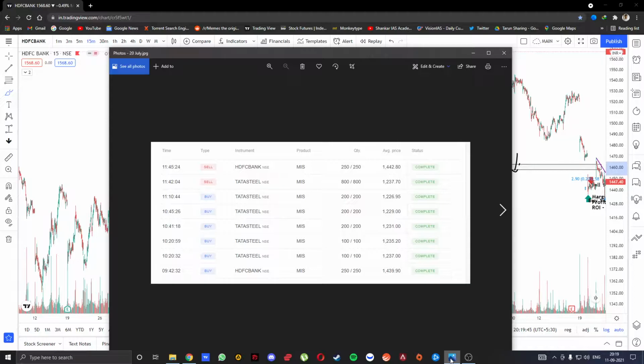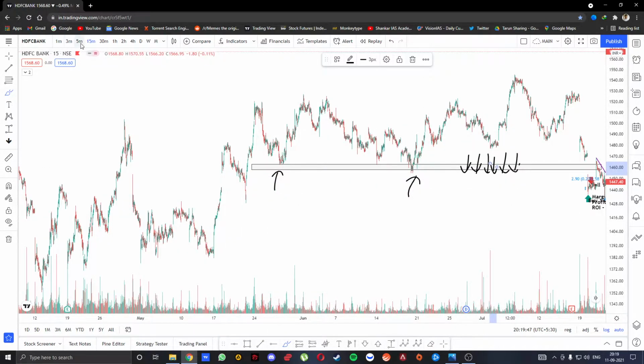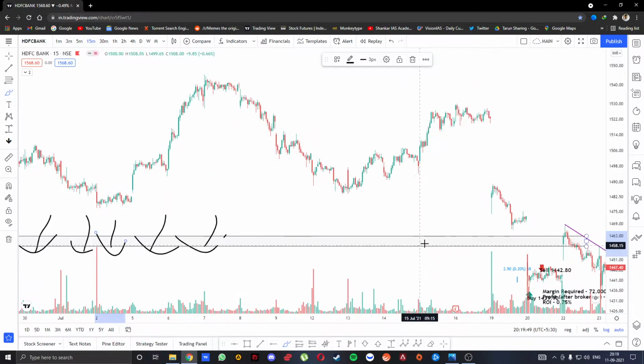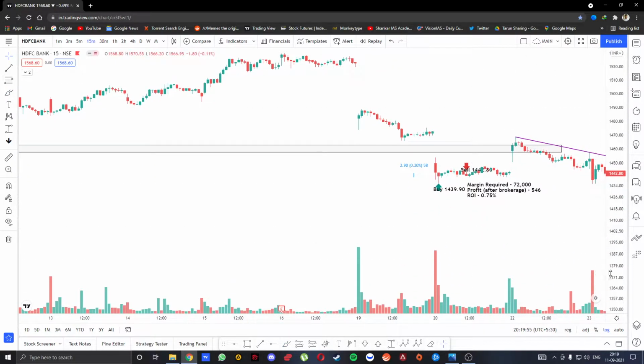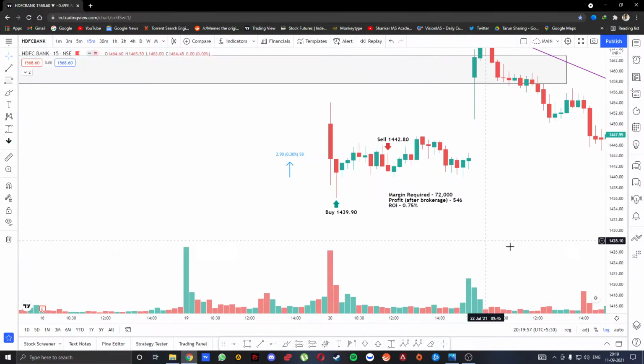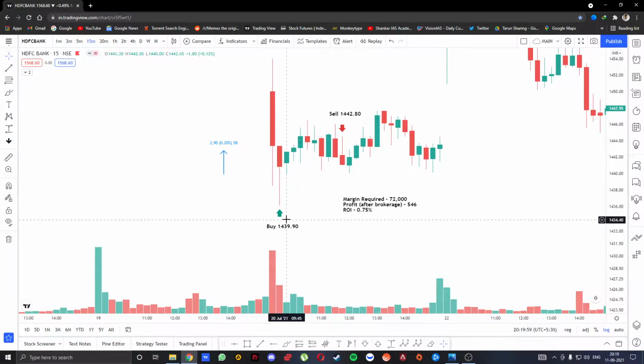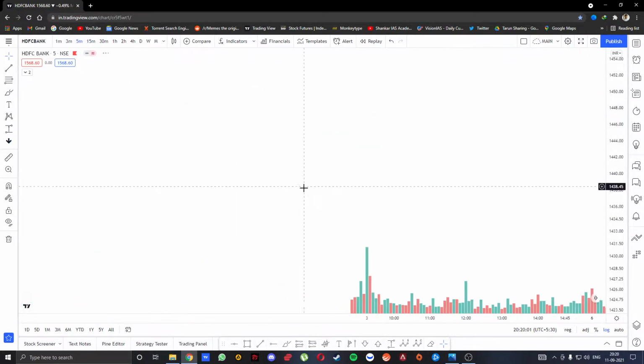We buy HDFC Bank at 942, which is just below this. So the market opened gap down, the stock opened minus 2%. And then what happens is that we take a buy position at this candle. Let me go to the 5-minute candle.